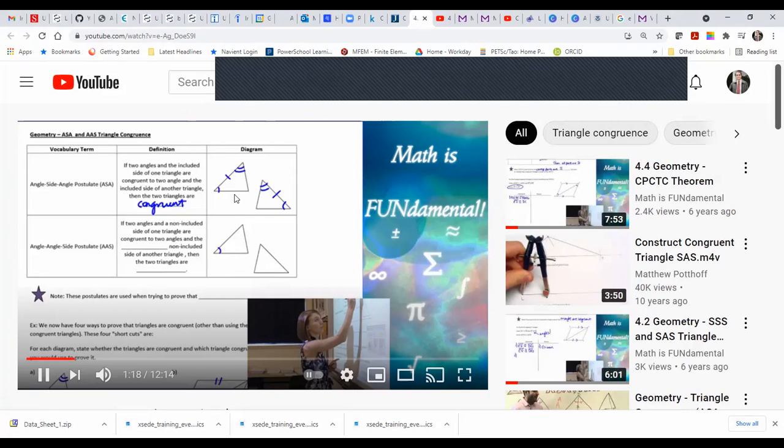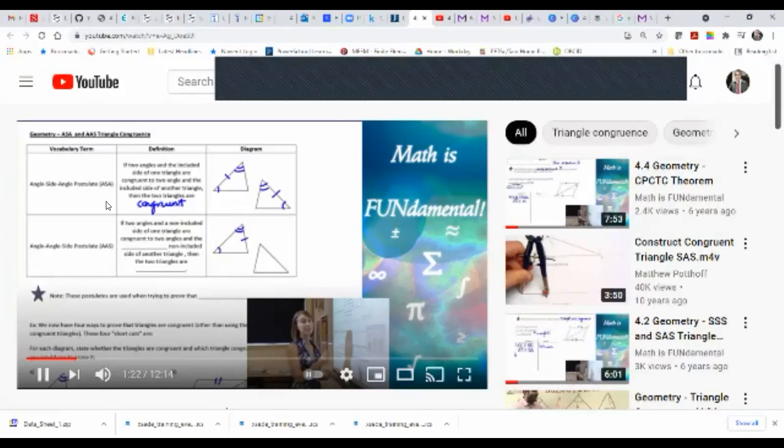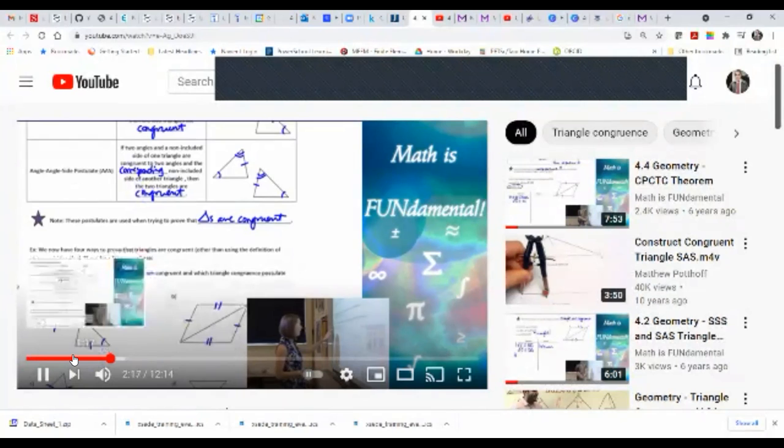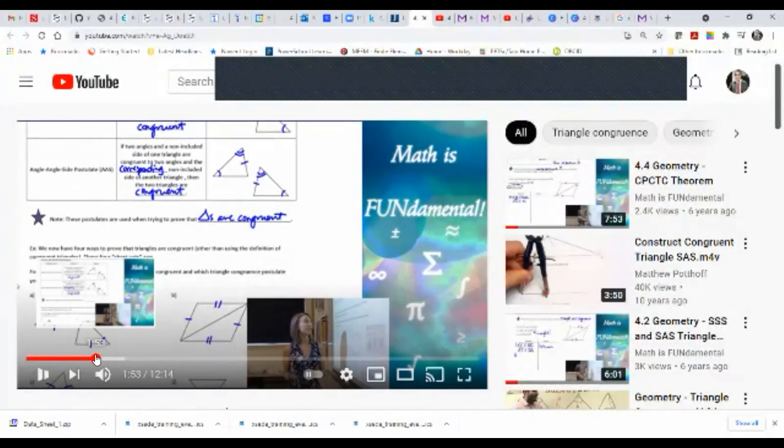A little different. Here are my two angles, but now I want a side that's not in between them. If those are congruent to two angles and the corresponding non-included side of another triangle, then the two triangles are congruent. The only thing you need to be careful of here is that if I have my two angles and I'm looking at the other side of the other triangle, I need to make sure that it's a corresponding side. Okay, so we now have 4 ways.